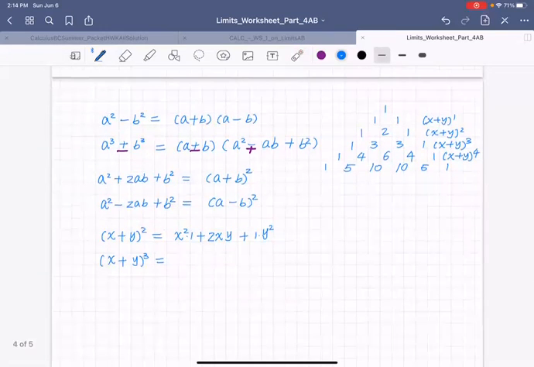x plus y to the power 3. Which layer? That guy. 1, 3, 3, 1.